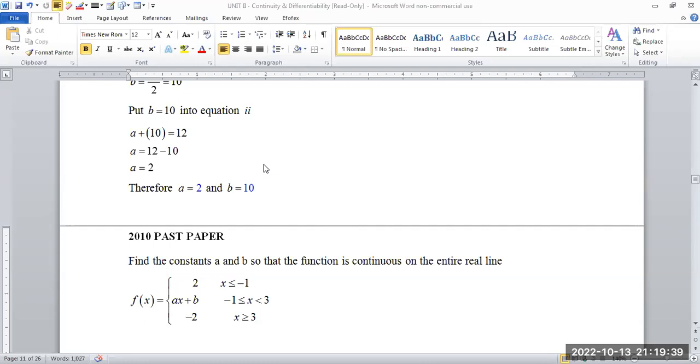Sir, I'm not understanding this one. What are you not understanding about this one? Well, sir, it's much different from the other piecewise functions, because the first expression, 2, does not have any x in it, so I cannot determine its value.